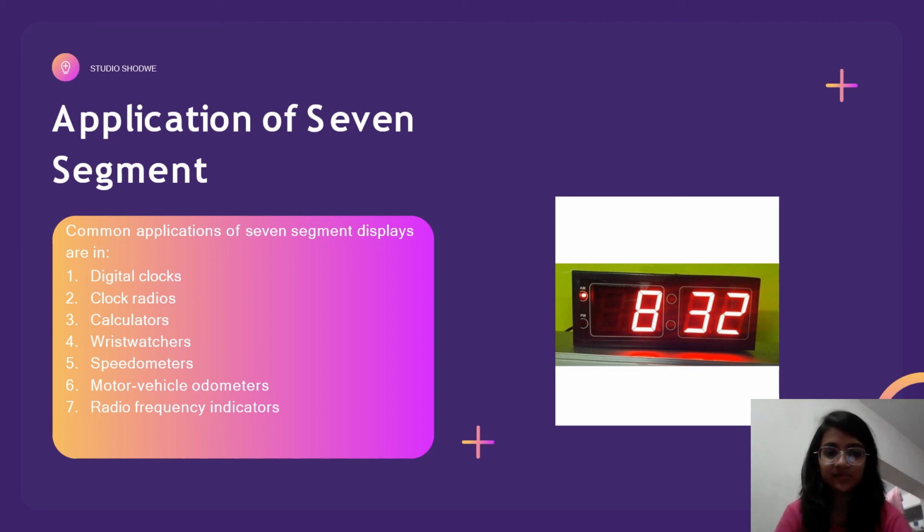Let us see the applications of the 7-segment display. 7-segment display is basically used in digital clocks, clock radios, calculators, wristwatches, speedometers, motor vehicle odometers, radio frequency indicators, etc. So there are many applications of 7-segment display and it is very useful.